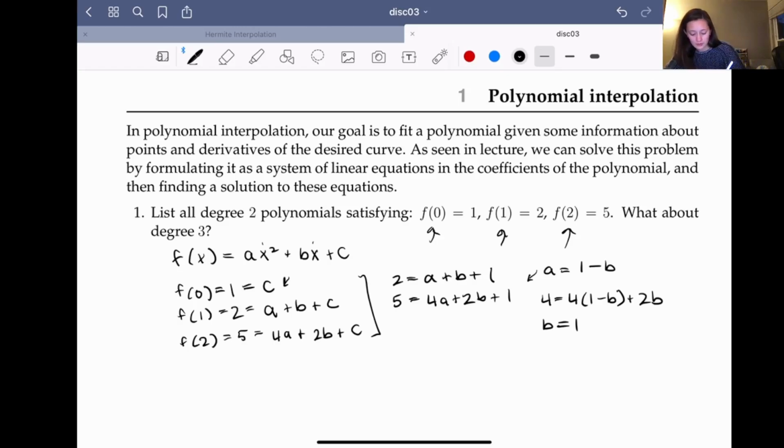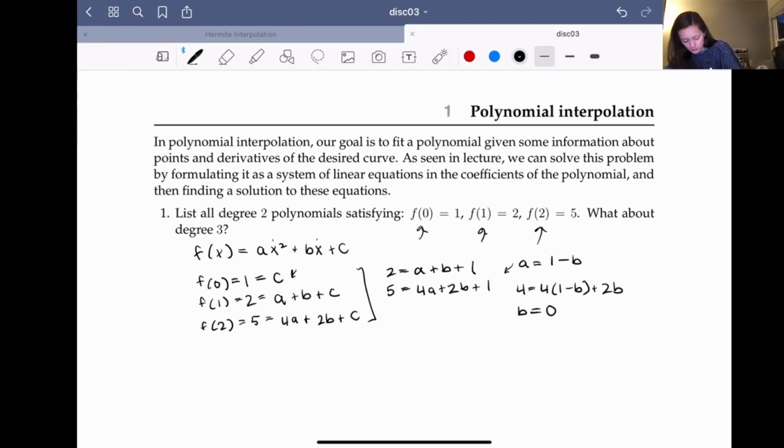Okay, so now, b is equal to 0. Okay, now we'll just substitute b back into this equation here, and we'll find that a equals 1. So now we know all 3 coefficients, and therefore our final degree 2 polynomial will be t squared plus 1.